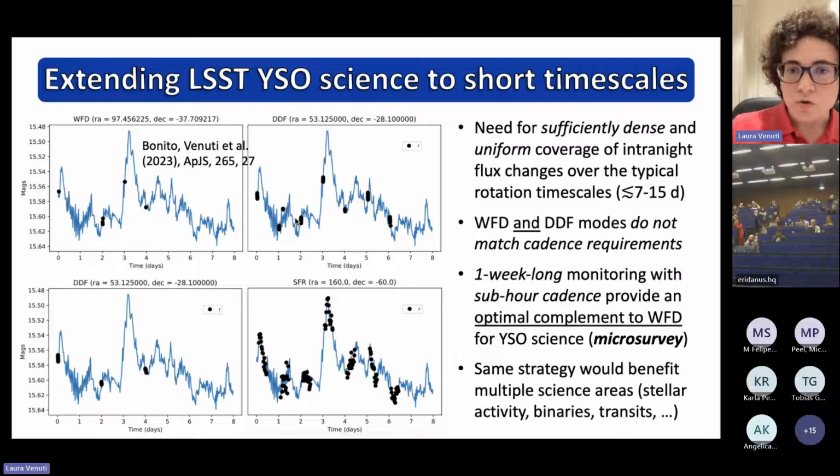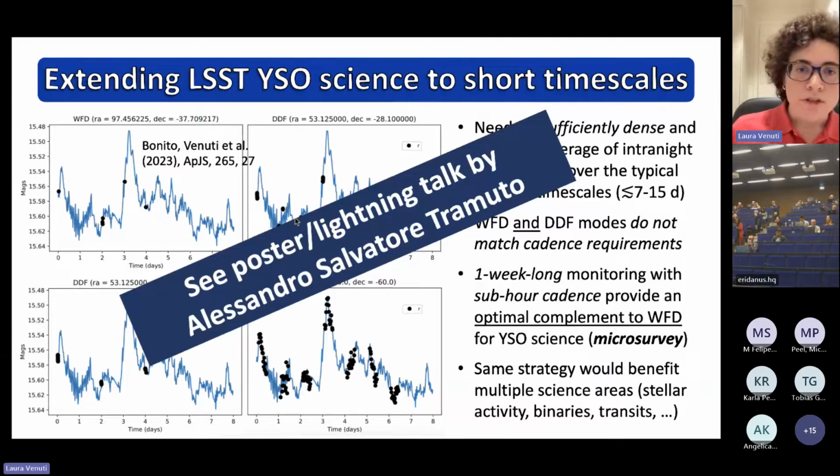young stellar object science to the shorter timescales will be to complement the wide fast deep survey with ad hoc shorter high cadence surveys. So a macro survey extending over about 1 week with sub-hour cadence in the different filters in order to retrieve this short-term variability component. And the same strategy would also benefit multiple science areas, such as the characterization of stellar activity, eclipsing binaries, or planetary transits. And if you want to know more, please check out the poster by Alessandro Tramuto, which will be presented in the lightning talk in the next block.